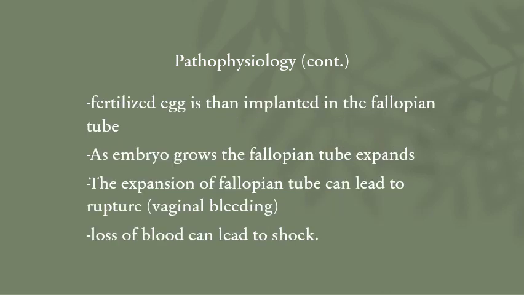Pathophysiology continued. The fertilized egg is then implanted in the fallopian tube. As the embryo grows, the fallopian tube will expand. The expansion of the fallopian tube can lead to rupture, which causes vaginal bleeding. The vaginal bleeding can cause the loss of blood, which can lead to shock.